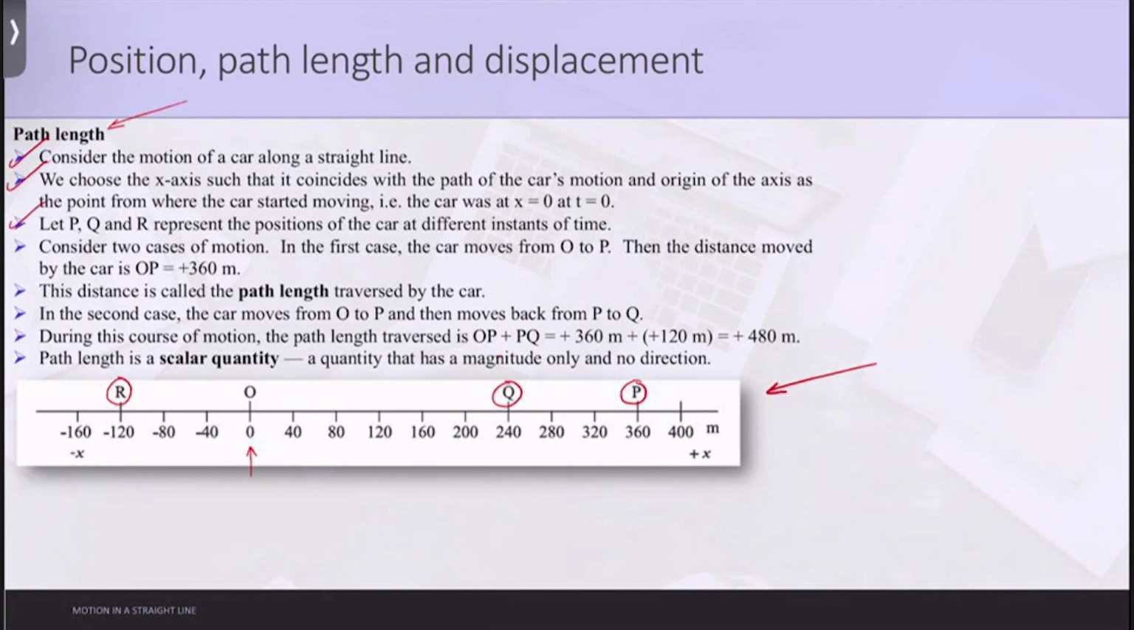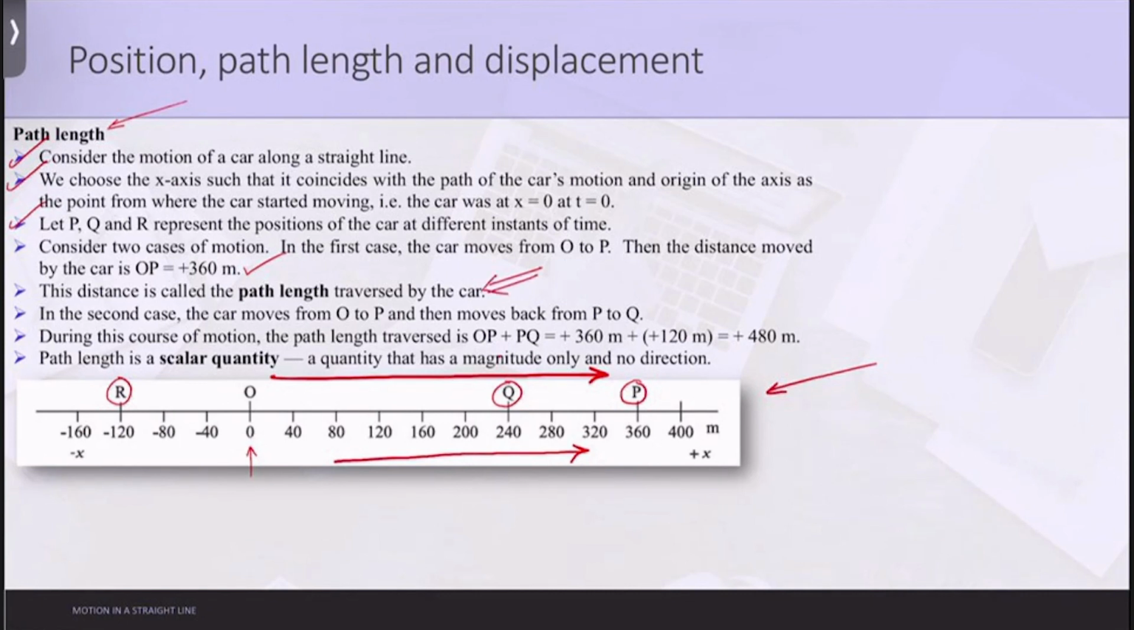Now consider 2 cases of motion. In the first case, the car moves from O to P. So let us say this is the direction of motion of the car. The distance moved by the car, OP, is equal to plus 360 meters. Quite evident. There is a single movement here, so it's going to be OP equal to 360 minus 0, which is 360. This distance is called the path length traversed by the car. Traversed is basically moved by the car, or the movement done by the car. So this distance is called the path length traversed by the car.